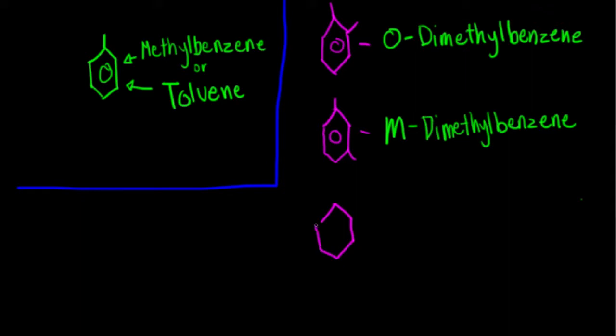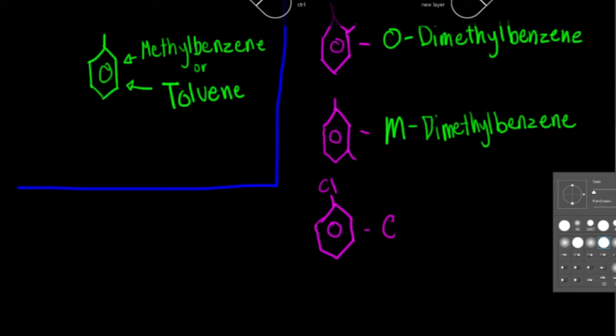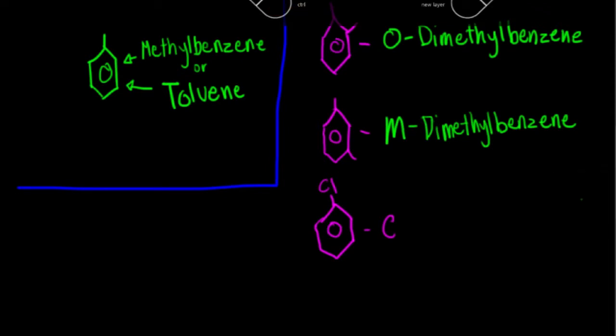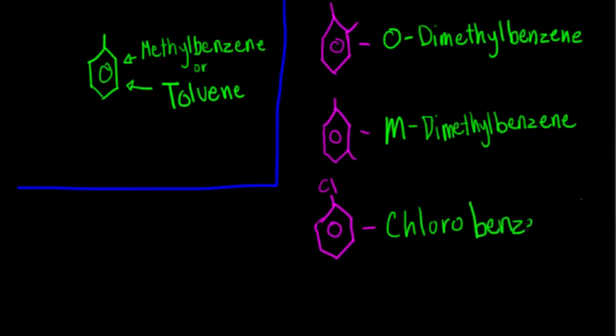So, on to the next benzene. We're going to name this chlorobenzene. Chloro because it has a chloro strand on it, and benzene because you should always end an aromatic compound with benzene. Note that there should always be no space when you name an aromatic compound.